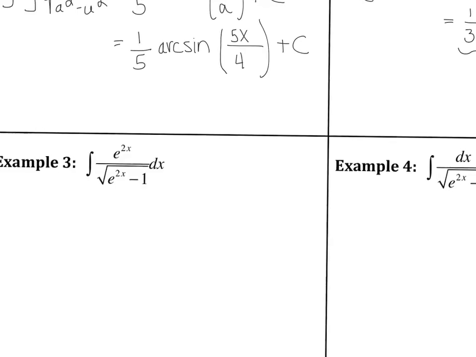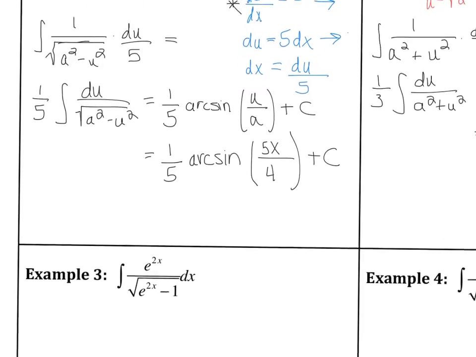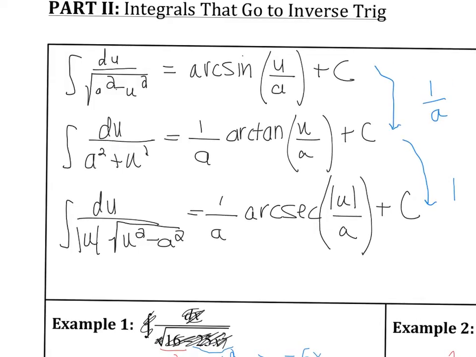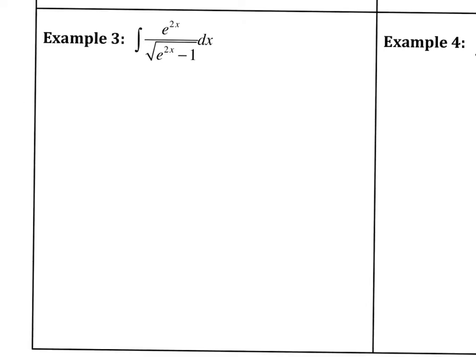So I might try example 3 two ways and see what happens. Let's start by saying, you know what? Based on what I see, it looks like an arcsine, right? I see a radical, but no absolute value hanging out in front of it. So it's looking like an arcsine. All right, so let's see what happens.